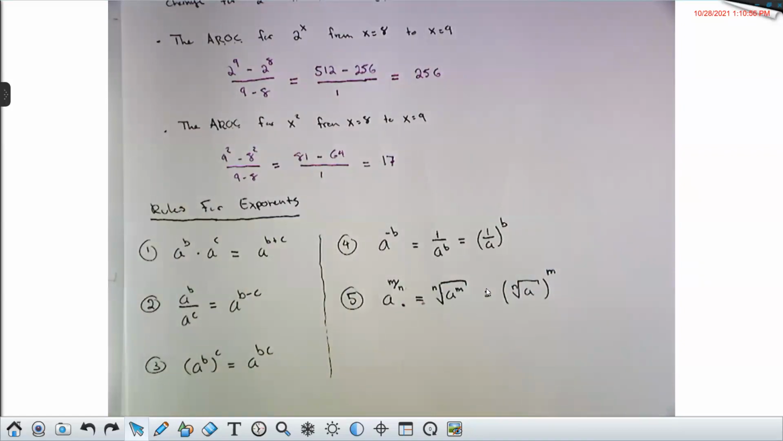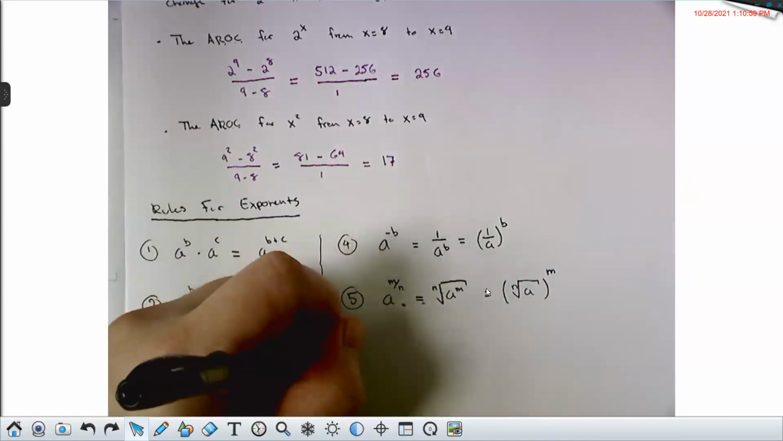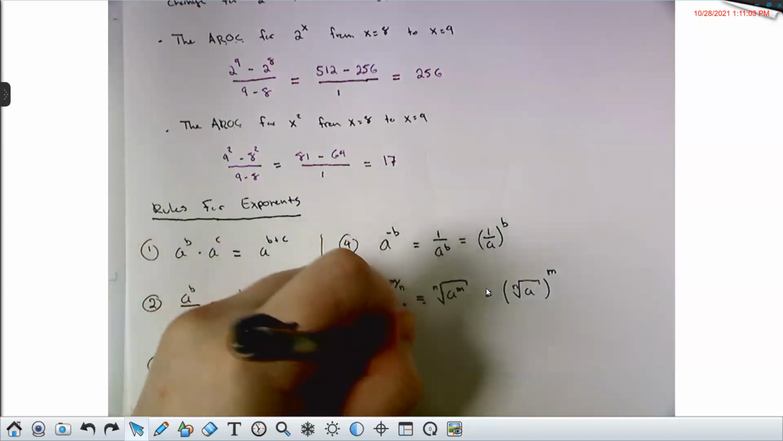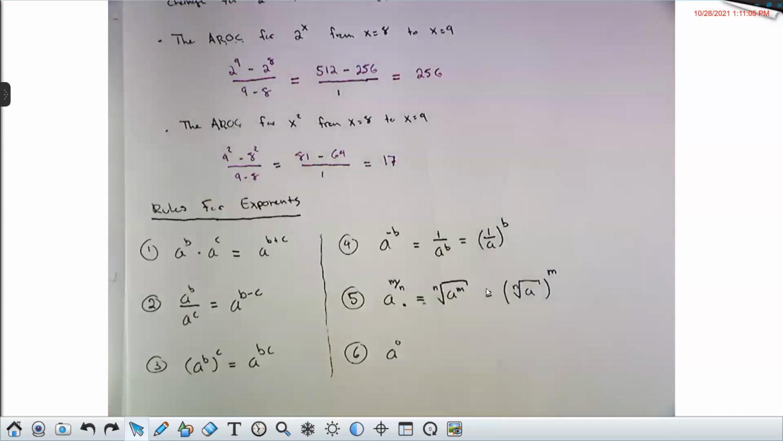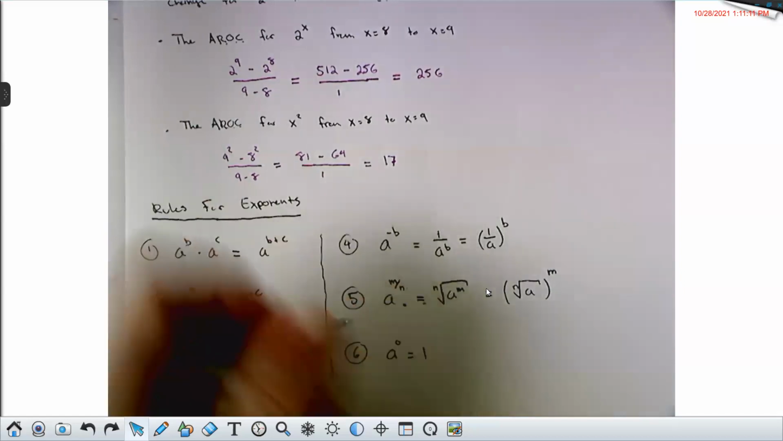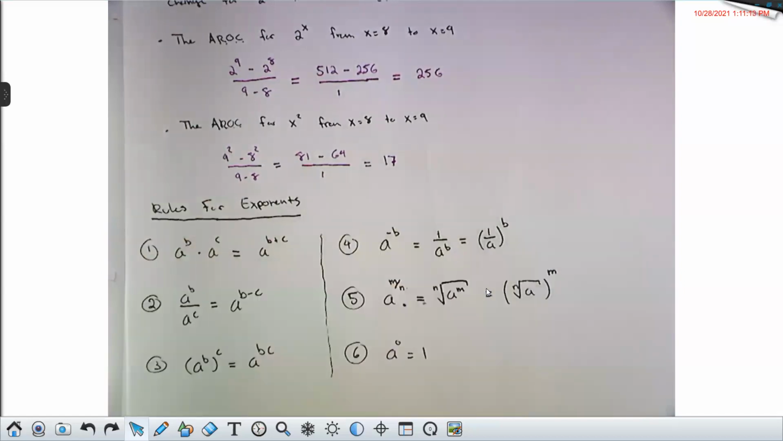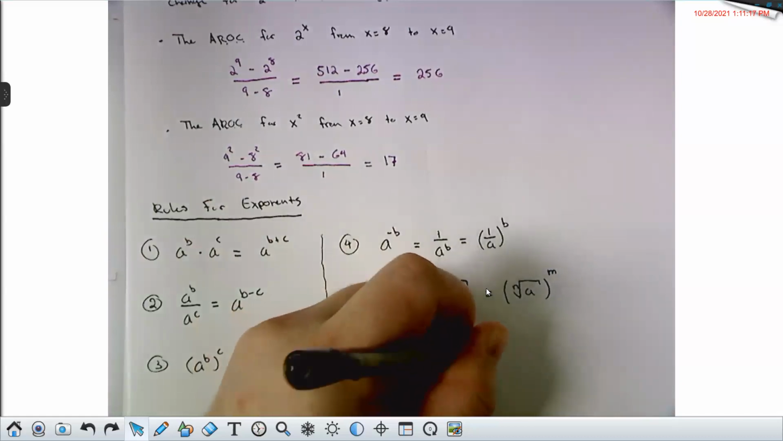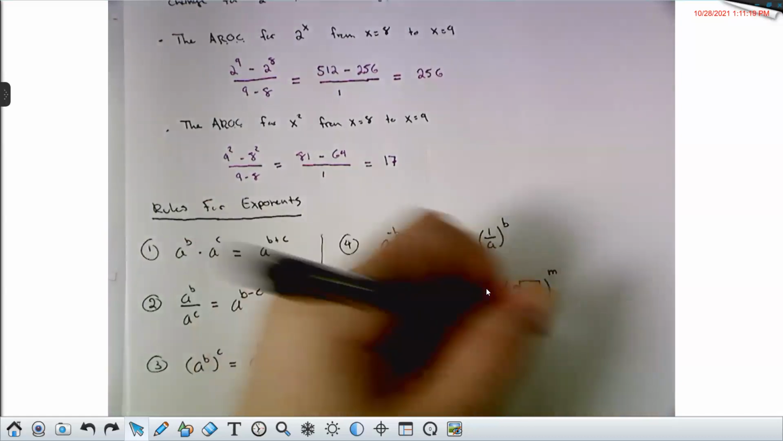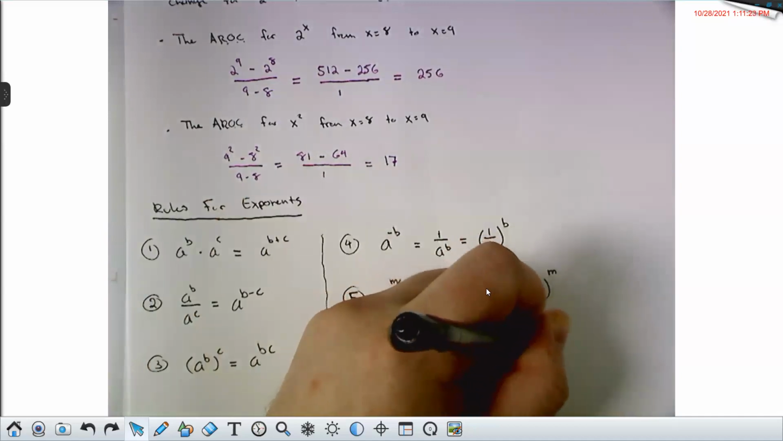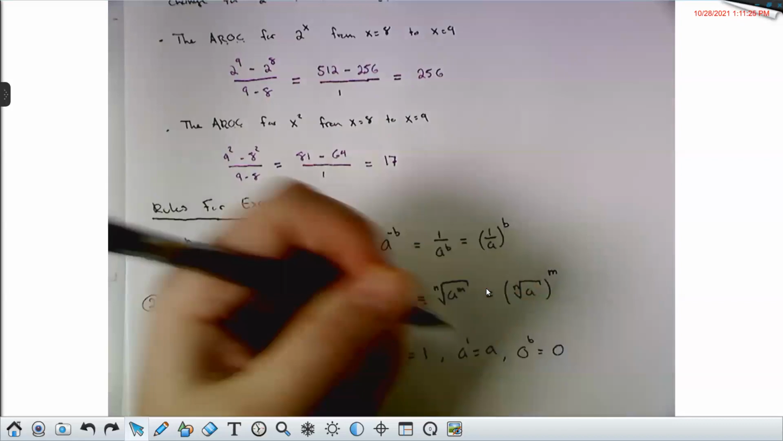There are some other things here that I would like to share with you and make sure you're comfy with. First, if you take a and you raise it to the 0, you're going to get 1. Any number raised to the 0 is 1. Along with this, I'll say a to the 1 is always a, and 0 to the b is always 0.